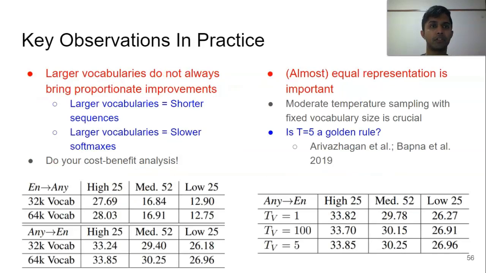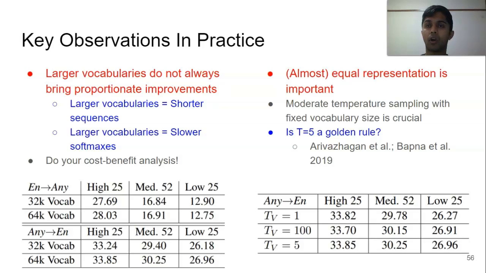There are some key observations in practice. If you look at the table on the bottom left side, it shows that larger vocabularies do not always bring proportionate improvements. Because larger vocabularies involve shorter sequences, they also have a negative aspect of having slower softmaxes. So it's important to do a cost-benefit analysis in order to determine what is the best vocabulary size setting.